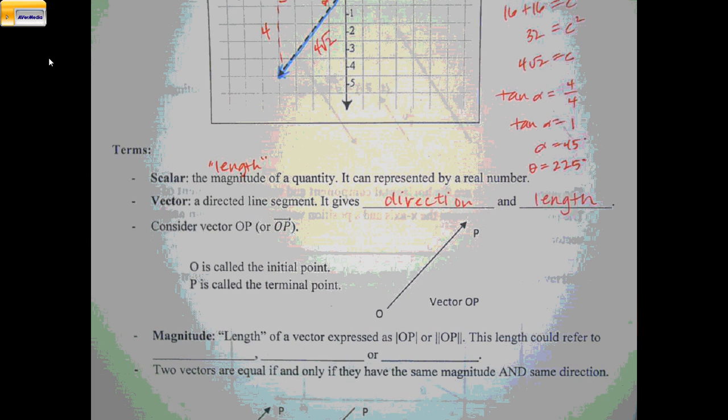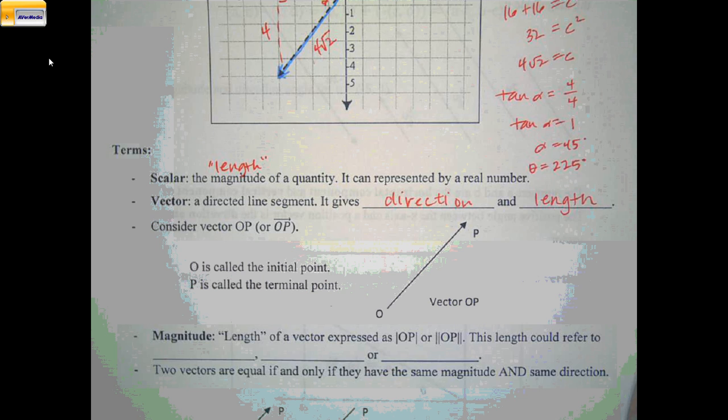A vector not only says, you know, it's 50 meters long, but maybe it gives a direction. Maybe it's 50 miles an hour going east. That would be a vector.